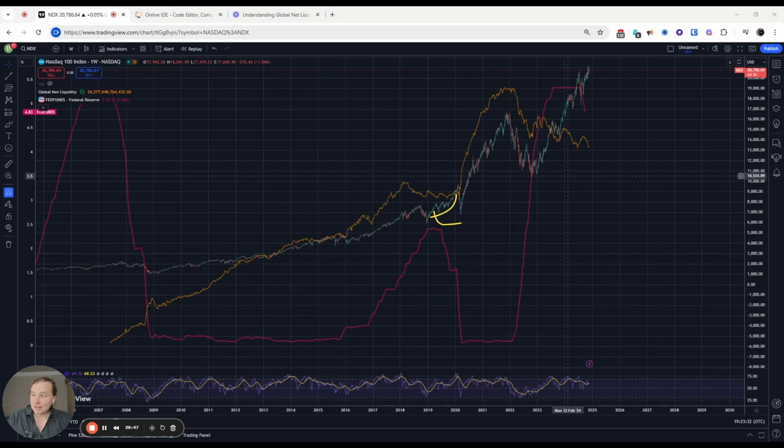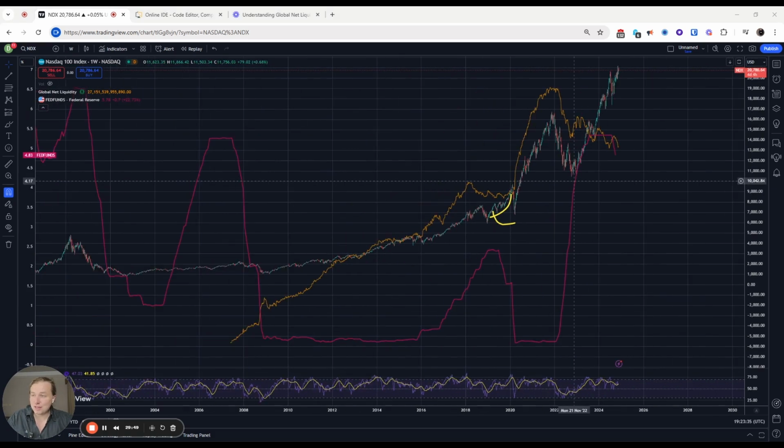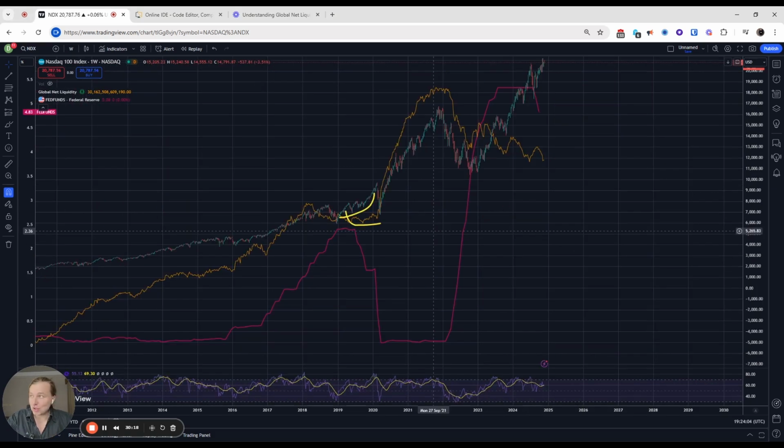Now, hopefully this video has been informative. I know I need to get better at using TradingView and explaining my thought processes on certain things. But anyway, I hope this has been useful and you can use global net liquidity by overlaying it on your own charts and seeing the large divergences in terms of price movements.